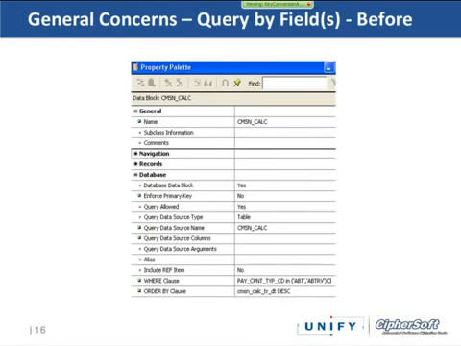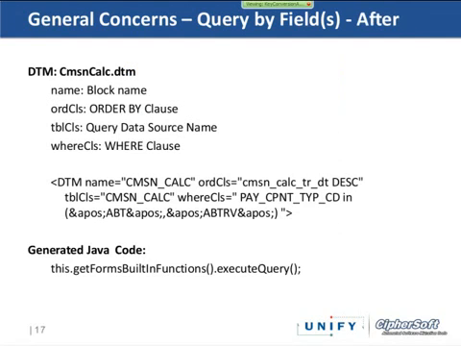So in Oracle Forms, a user can query based on data entered in multiple fields on the form, and they can even include wildcards. And this is all supported in the Exodus conversion. The example shown here is for a data block named CMSN_calc, and the block properties are displayed here. On the next slide, we'll look at the converted Java code for this query by field.